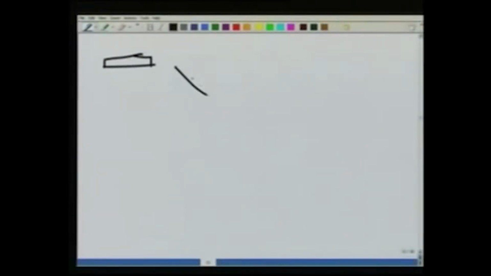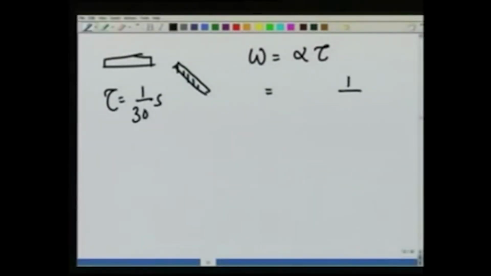So, we have come up to the point where the toast or this booklet came here and slipped off. This time tau is roughly 1 over 30 seconds. In this time, it has gained an omega, which is alpha tau, and after it slips off, that omega remains a constant and makes it rotate. So, this is roughly equal to 1 over 30 times 300, which is equal to 10 radians per second.